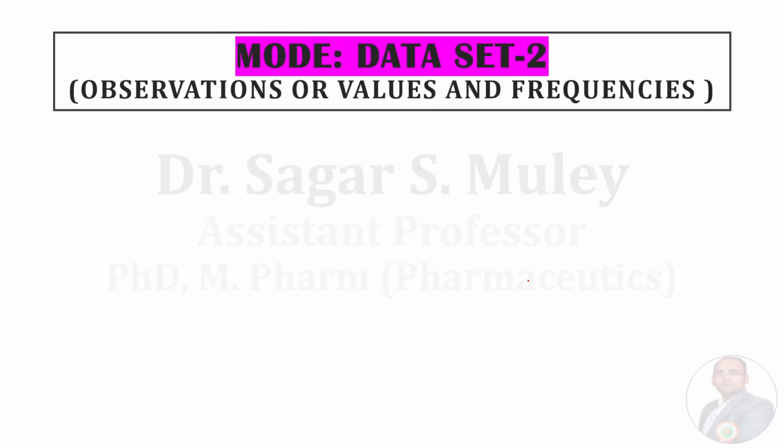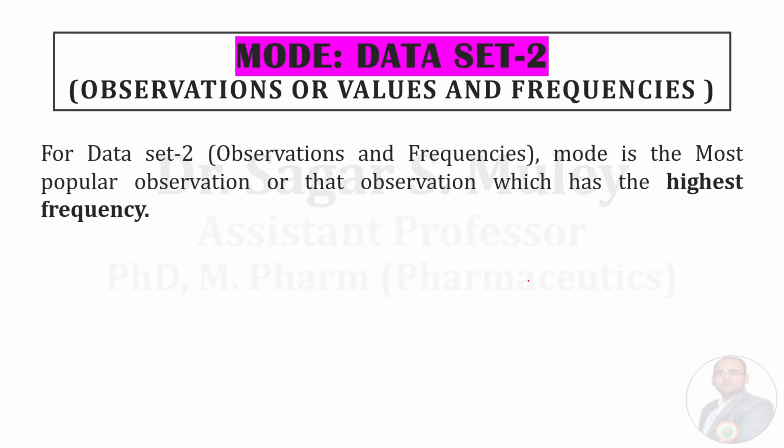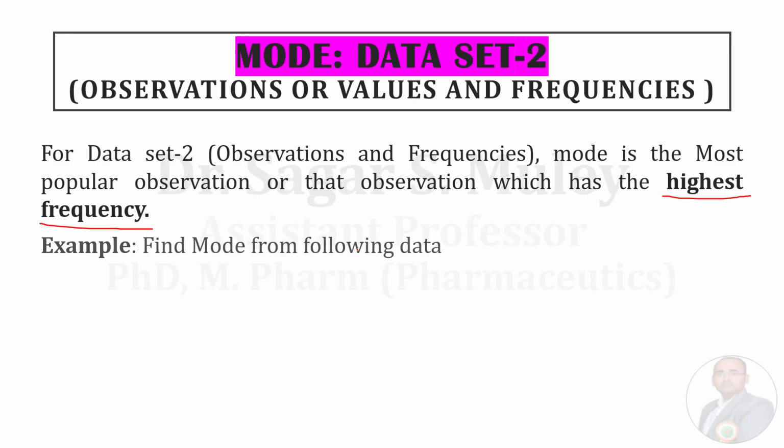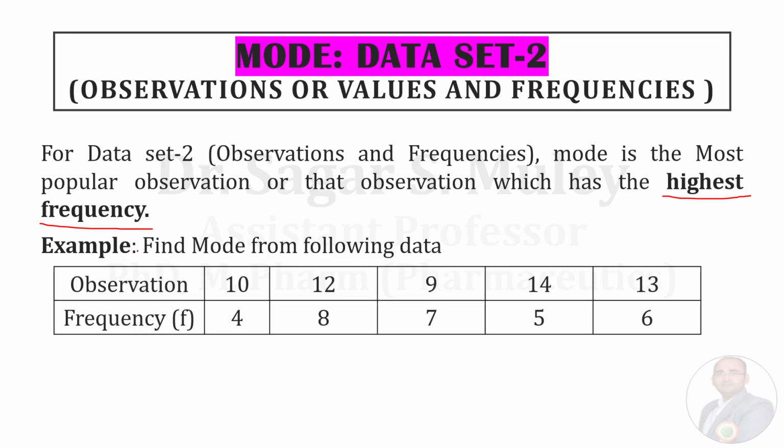In case of dataset 2, also it is very simple calculation. As per the definition, mode is that observation or that value which is repeated most time, or the mode is that value which has the highest frequency. So in dataset 2, we get the data in form of observation and frequency. Just like this. Here observation and its respective frequencies are given.